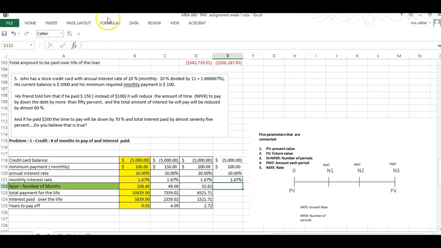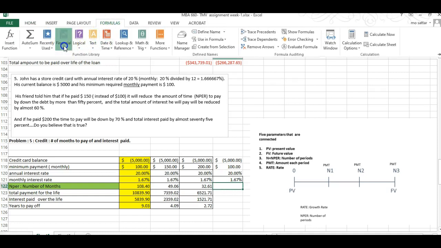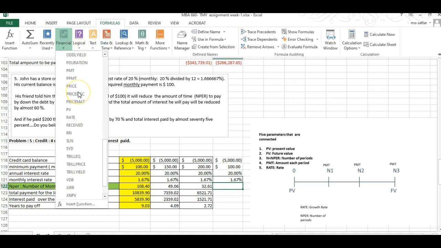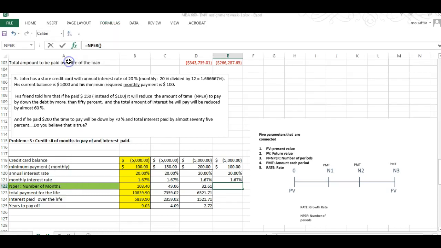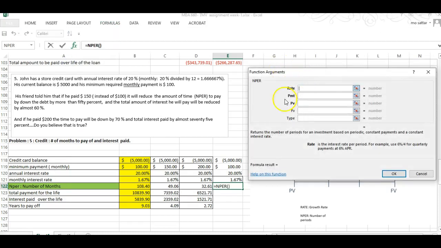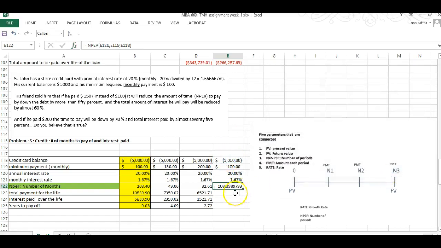So what we're going to do is go to the formulas. We're going to go to financials. And we are looking for NPER. Here we go, number of periods. The box opens up. Rate, because we're trying to figure out a number of months, we're going to put the monthly rate, which is this cell. PMT is what he's planning to pay, $100. Present value is his current balance, starting out with $5,000. So if I click OK, it will take him 108 months to pay that off.